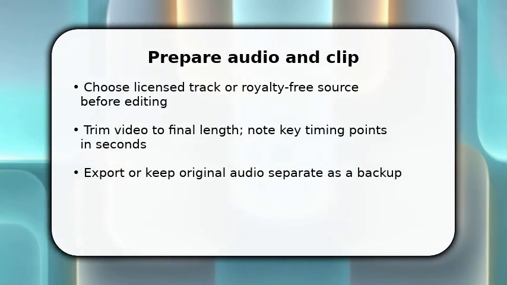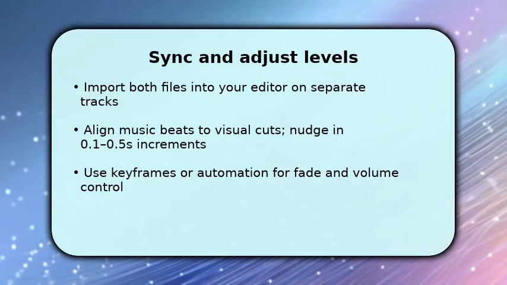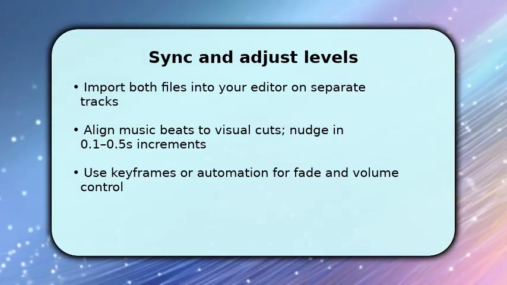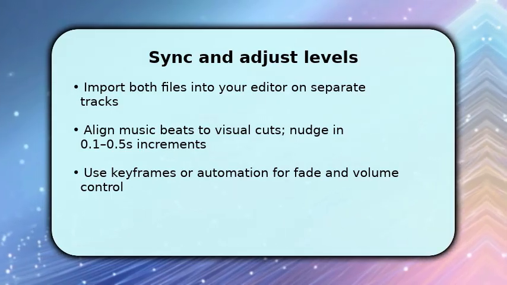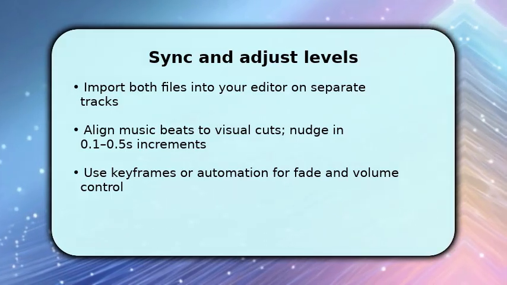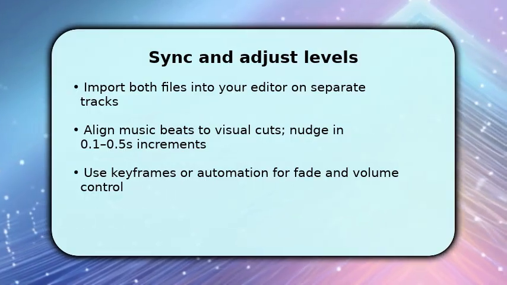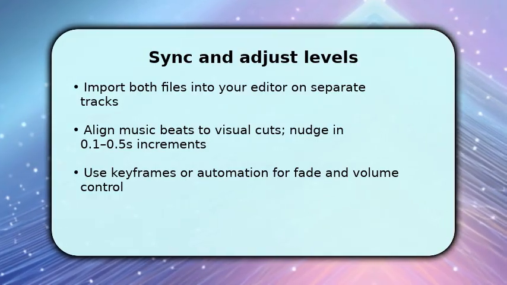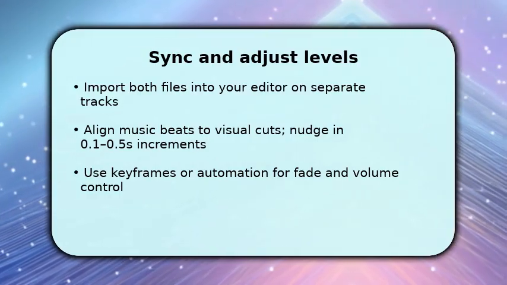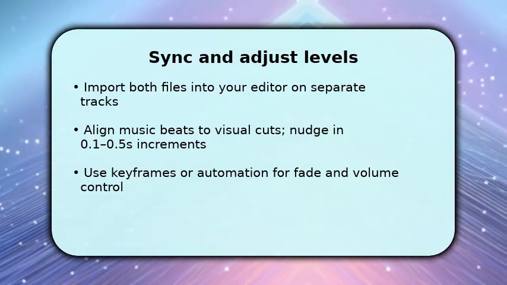You now import both video and music into your editor and place them on separate tracks. This gives precise control. Start by aligning strong beats with your primary cuts, nudging the audio in small 0.1 to 0.5-second increments until the visuals feel intentional. Once aligned, balance dialogue or important sounds under the music using keyframes or automation so the track sits behind speech. Also apply short crossfades at edit points to avoid clicks.